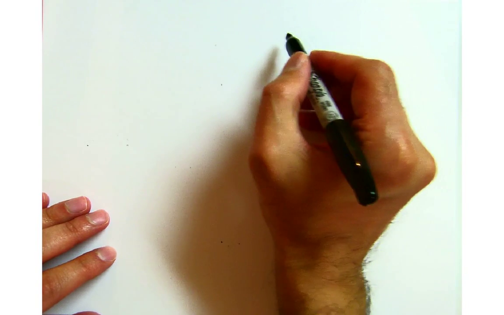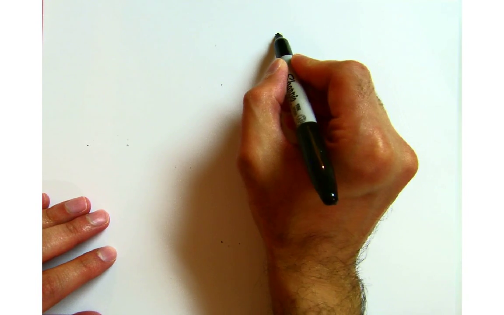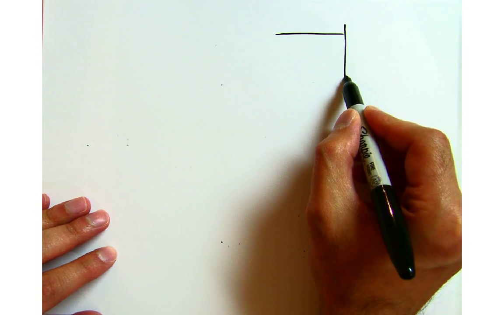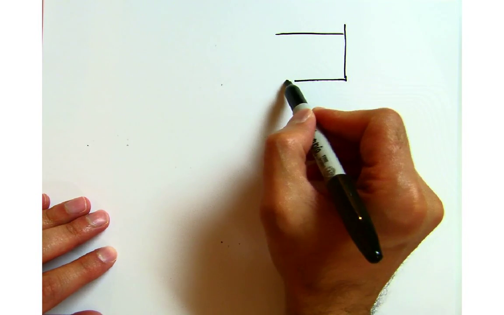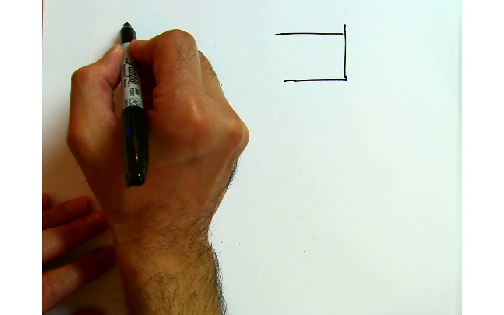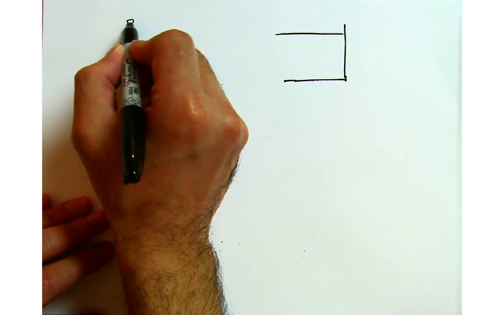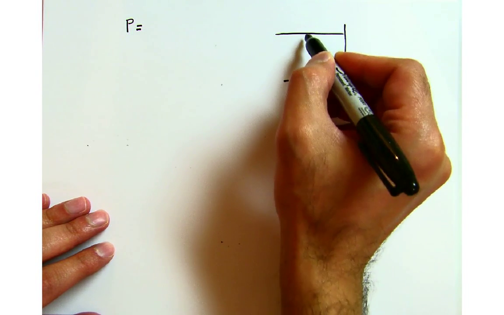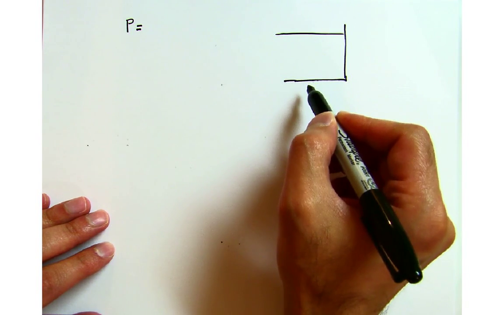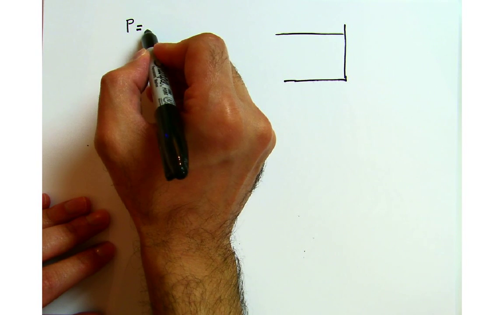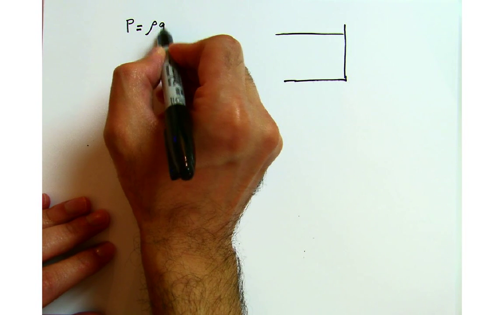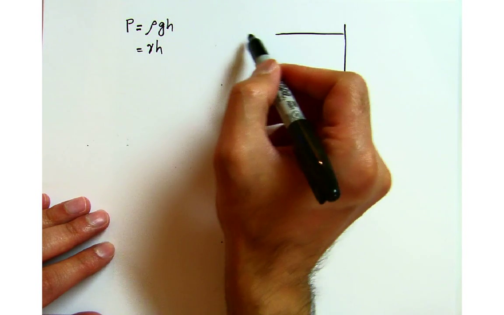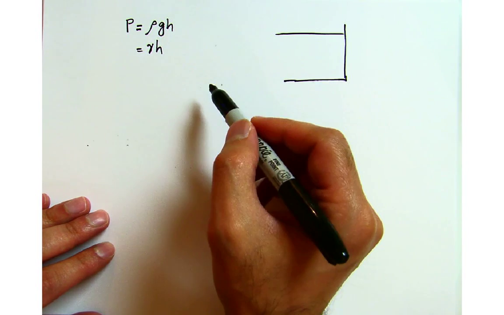Alright, so what we do know, and again let me show you over here. So this is our wall, and this is the liquid. As from previous lectures, we do know that the pressure inside a fluid, or in a liquid, increases as we go down in the fluid, and the relationship for how the pressure increases is given by rho gh, or gamma times h. So the deeper you go inside the fluid, the higher the pressure would be.